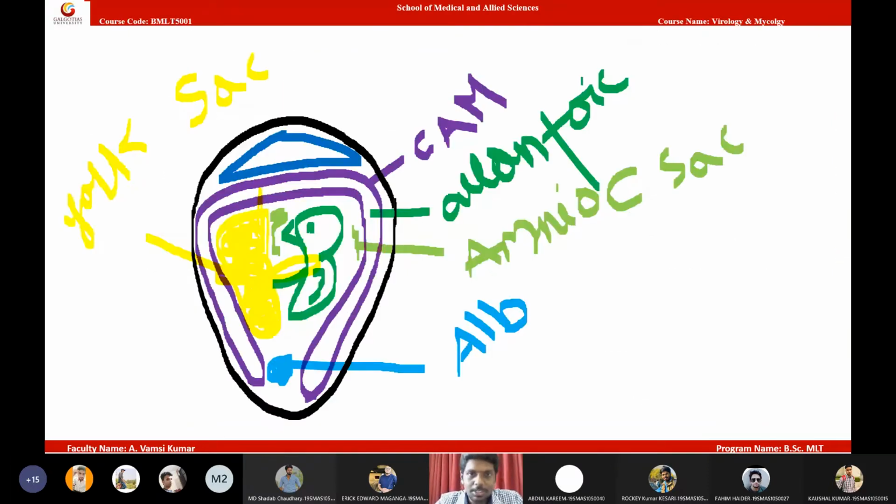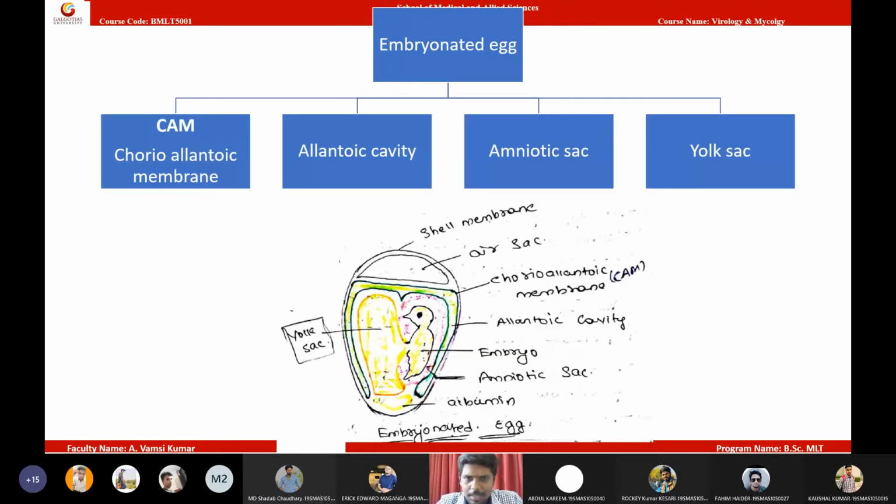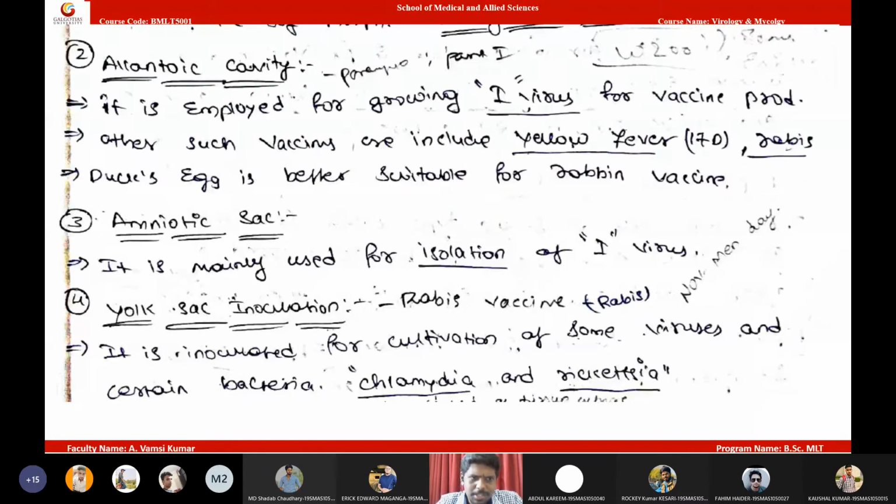So coming to the next point, students, this is all about the embryonated egg. I'm just skipping this part. The next one is a brief introduction and explanation of all the parts. The allantoic cavity can be used for influenza viruses, amniotic is for isolation of influenza, and the yolk sac is for rabies and other vaccines. These are the areas and the viruses that we can incubate, or inoculate.